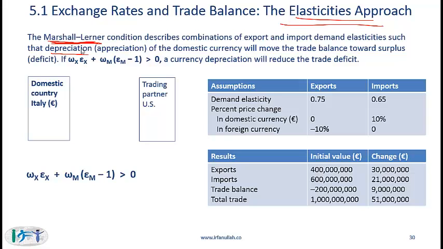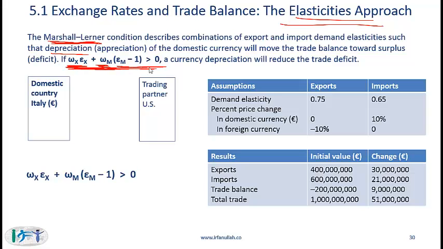We can also say that the Marshall-Lerner condition describes combinations of export and import demand elasticities such that an appreciation of the domestic currency will move the trade balance towards a deficit. And this is the condition which I will explain. The W over here stands for the relative weight of exports. Wx is the weight of exports. Wm is the weight of imports. This is the elasticity of exports and this is the elasticity of imports.